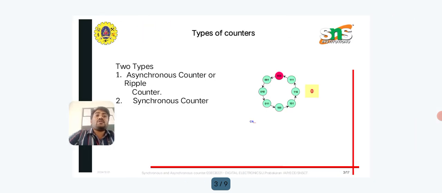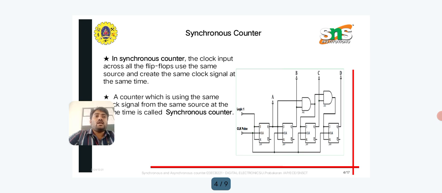There are two main types of counter. The first one is synchronous counter and the other one is asynchronous counter. Let me see what a synchronous counter is.